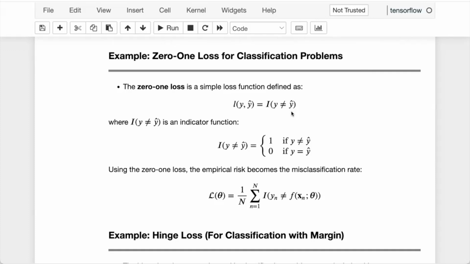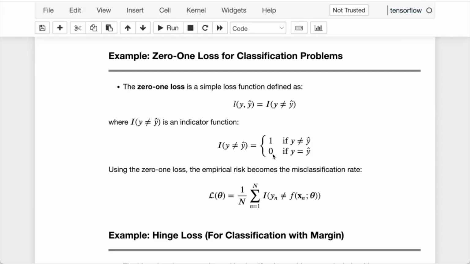And for now, let's just assume that that function is either, if it's a binary classification, 0 or 1. And the actual output is also 0 or 1. So if the ground truth, or the true output, is not equal to the predicted output, meaning that this condition is true, then the indicator function is 1. And if this condition is false, which means that in that case, the true output is actually equal to the predicted output, then the value of this loss function is 0.